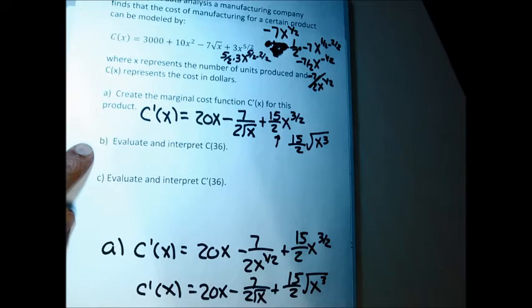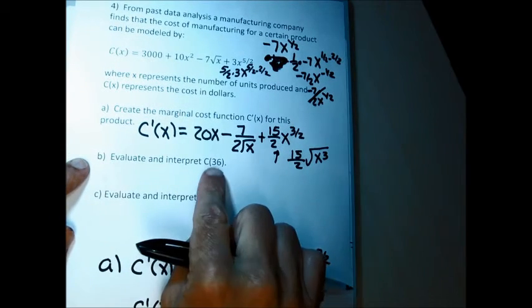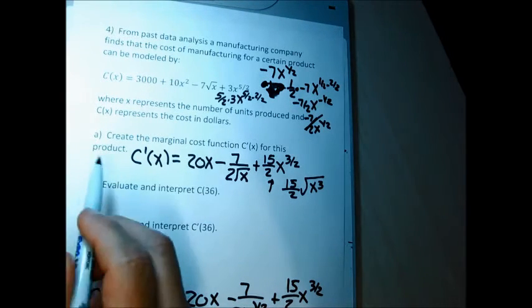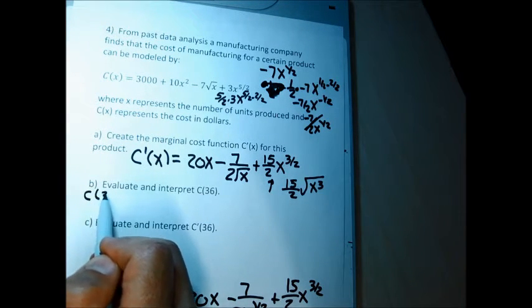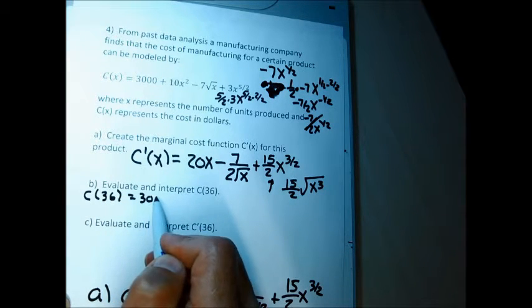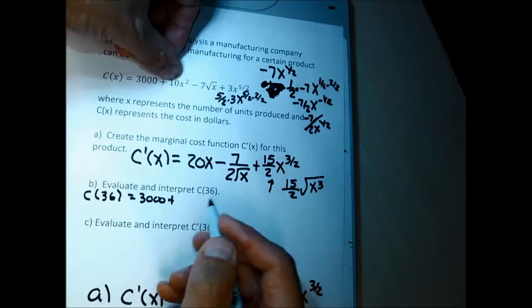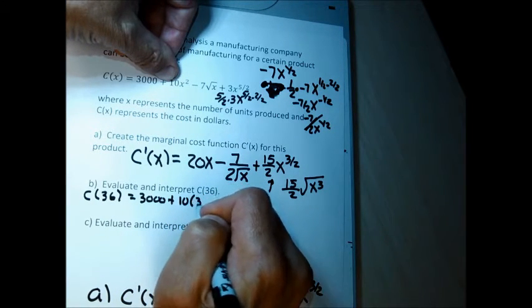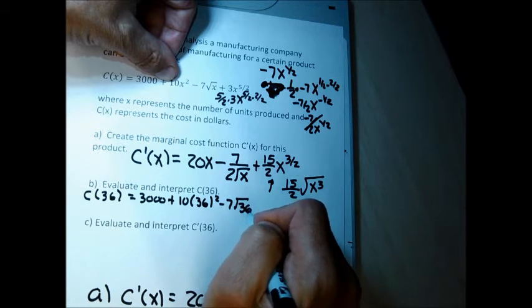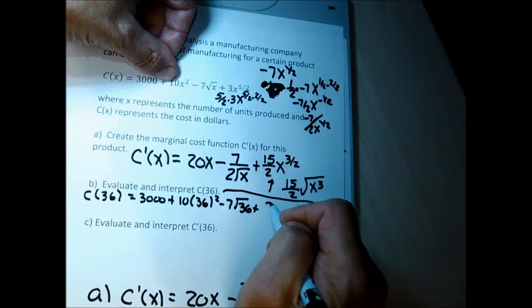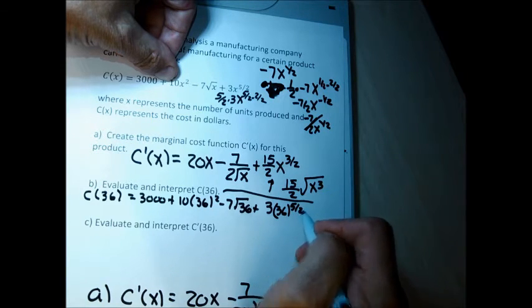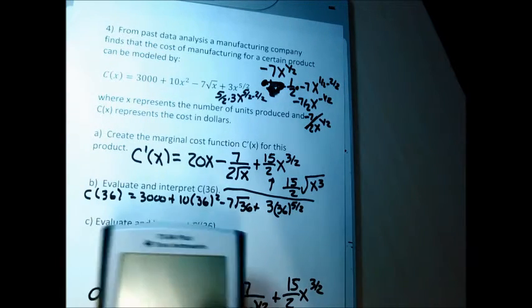Part B wants me to evaluate and interpret c of 36. I'm not using the derivative, I'm just using the cost function, so it's going to give me the cost of producing 36 units. I can do c of 36 from my main screen. To do it from my main screen, I'd have to go 3,000 plus 10 times 36 squared minus 7 times the square root of 36 plus 3 times 36 to the 5/2 power. So from the main screen, I would do this. Let me just do that real quickly.